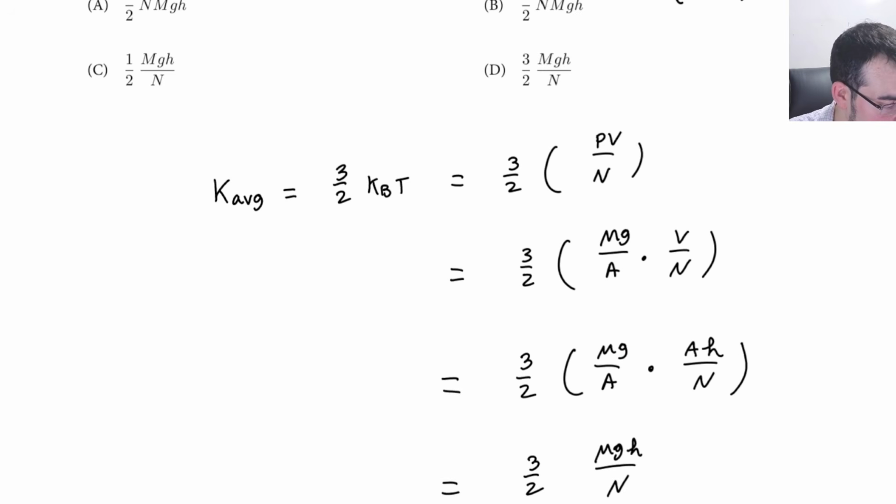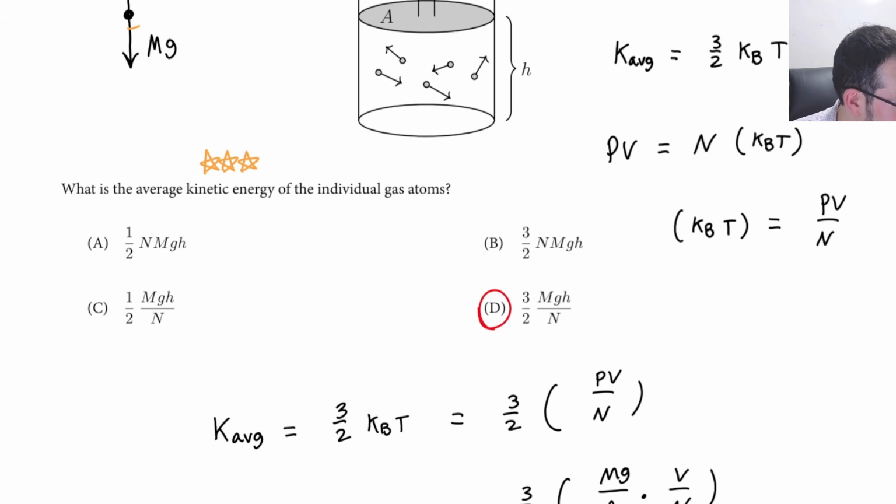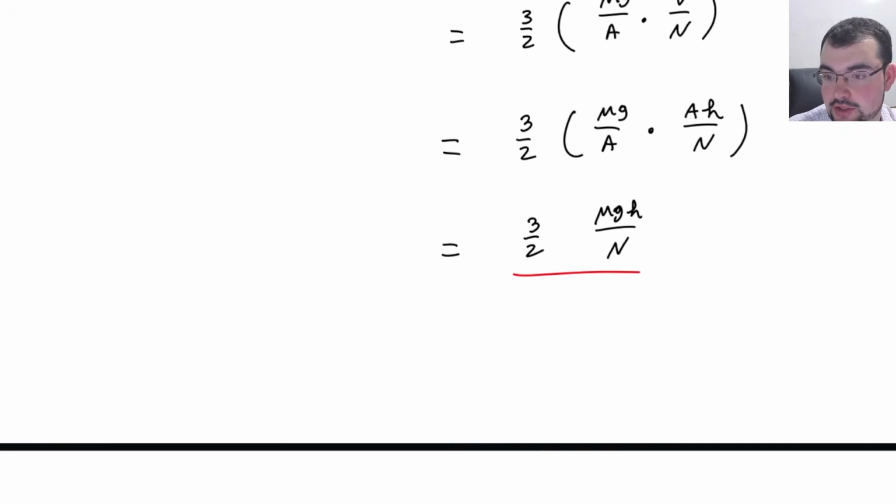There's kind of a sneaky solution you can do to this in a lot less steps than I did, where you use the internal energy equation 3/2 nRT, and you divide by capital N. There's sort of that variation as well. Yeah, this is super hard.